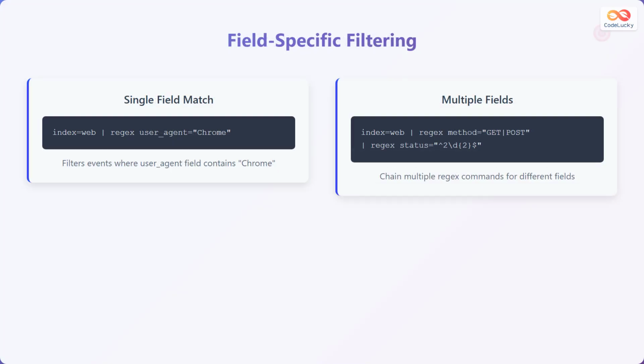For more targeted filtering, you can apply regex patterns to specific fields. The syntax regex user_agent equals Chrome filters events where the user agent field contains the word Chrome. You can chain multiple regex commands together to filter on different fields. For example, first filtering for GET or POST methods, then filtering for successful status codes starting with 2. This approach gives you precise control over your data filtering requirements.